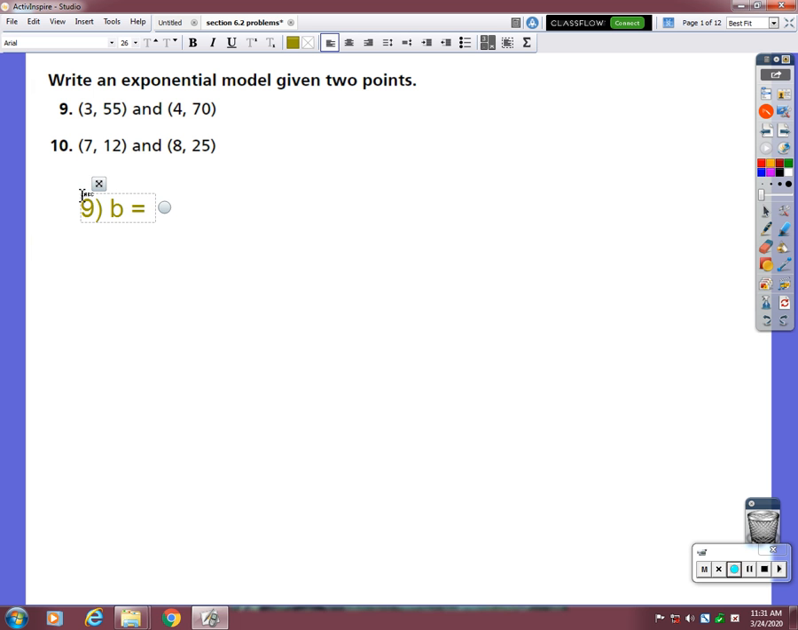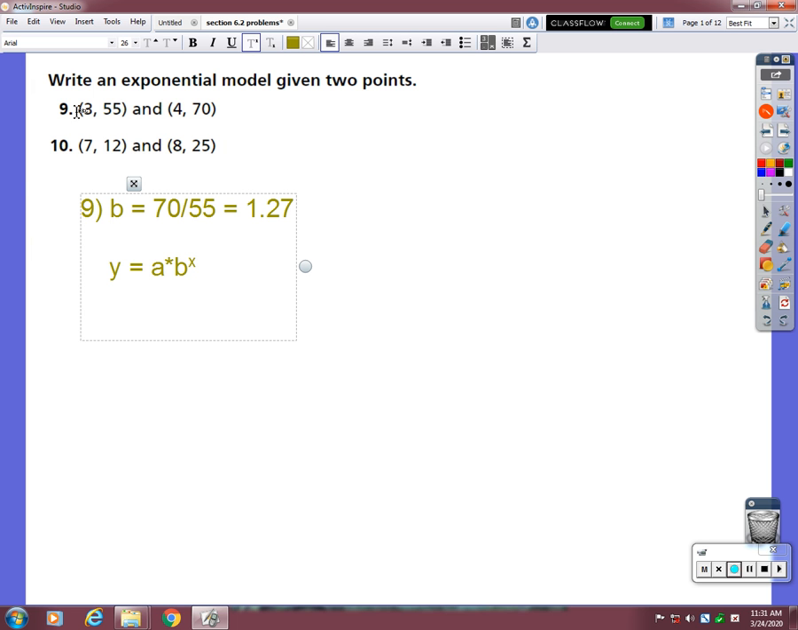So b is going to be the ratio of the successive y values. So I'm going to go 70 divided by 55, which is 1.27 repeating. So that's what b is. Now that I know what b is, I can figure out what a is by taking some of these values and plugging them into the general formula for an exponential function.